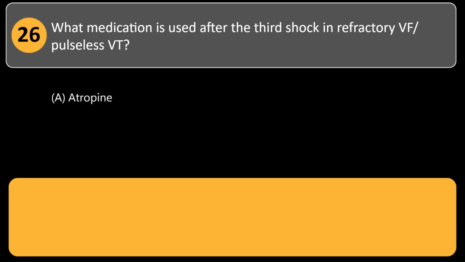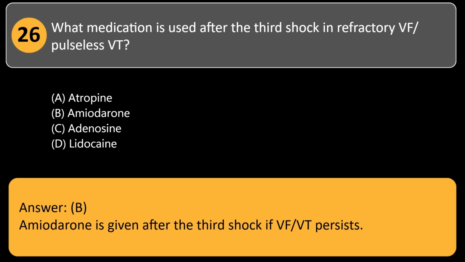What medication is used after the third shock in refractory VF/pulseless VT? A. Atropine. B. Amiodarone. C. Adenosine. D. Lidocaine. Answer: B. Amiodarone is given after the third shock if VF/VT persists.